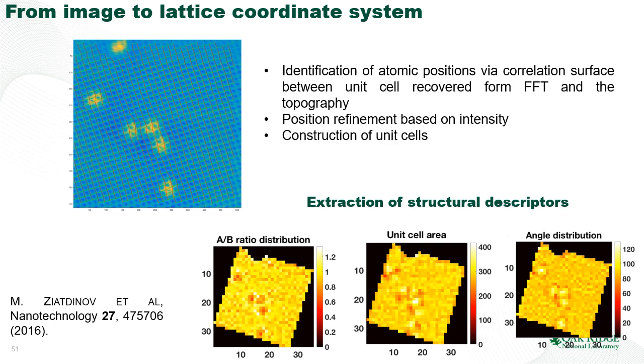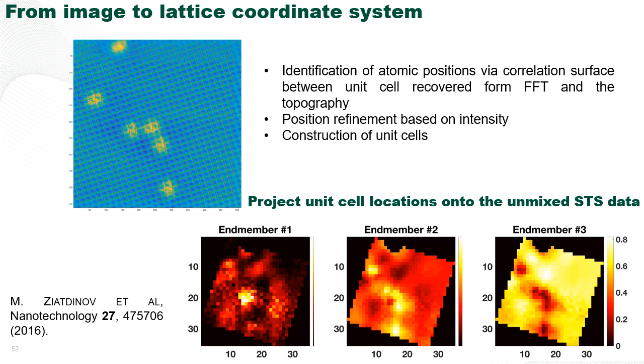In this case, the next step: since our data is very high quality, we can try to do direct data mining of the structural and electronic data. What we do here is define our atomic lattice on the atomic level. We define the structural descriptors, for example, the a/b ratio, unit cell area, and the angles. Then we take our spatial maps for the tunneling spectra, and we do the registration between the imaging and the tunneling data. So we get the spatial maps of the first endmember, second endmember, and third endmember, but in this case, we have this lattice ideally registered with the structural data set.